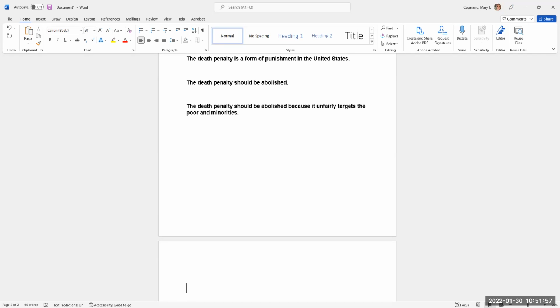You never ask a question. A thesis is never a question. It's the answer to your question. You would never say, why should America abolish the death penalty? That's definitely a no-no, right? You just want to say America should abolish the death penalty because of A, B, and C. So never make it a question.